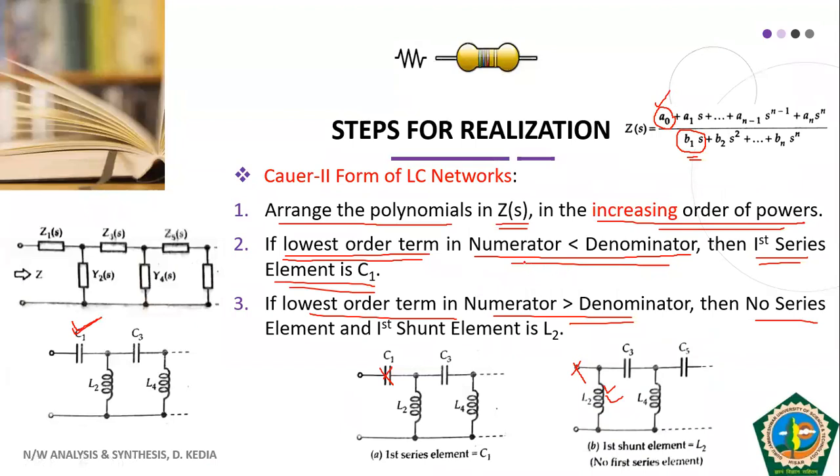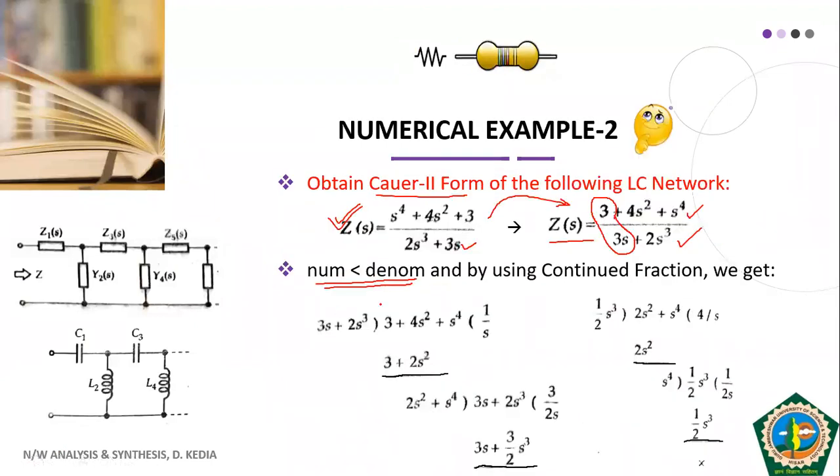See, if the numerator is less than the denominator, the first series element is C1. It means the actual Cauer form, so the capacitor will remain present. Then next we obtain the continued fraction. What we have done: the denominator is 3s plus 2s cube, and 3 plus 4s square plus s4 is the dividend.